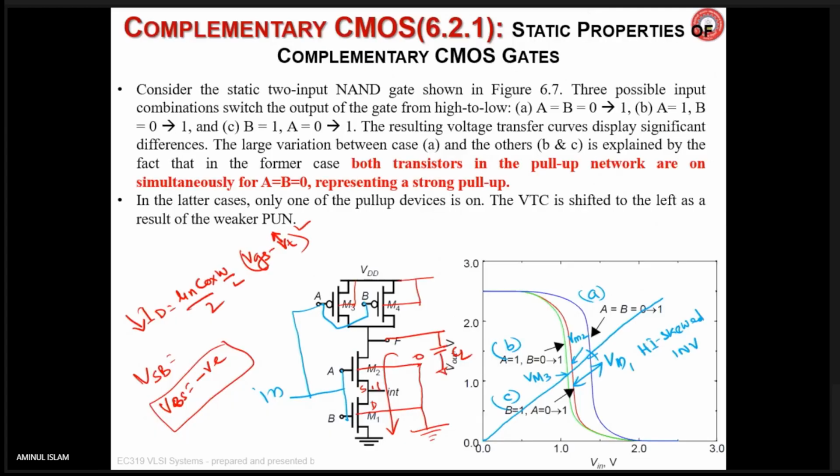Now, all this, VM, high skew, low skewed inverter, etc., we have discussed. So let me go ahead. Should I?